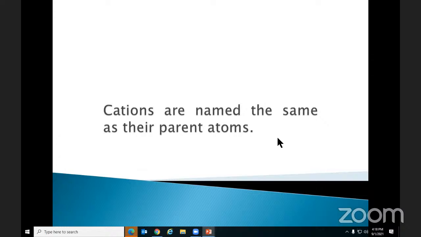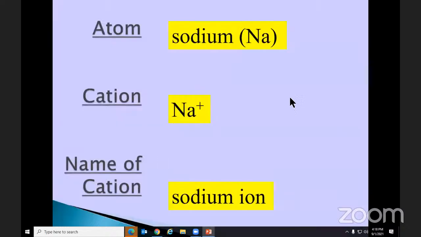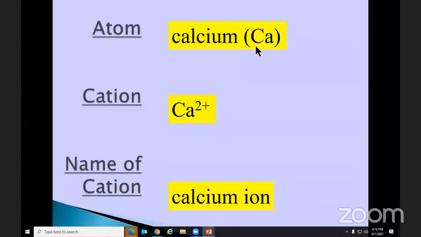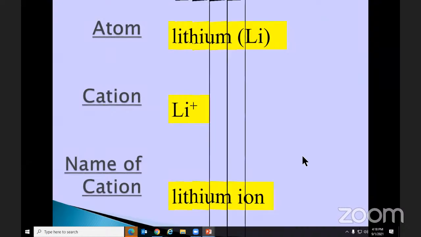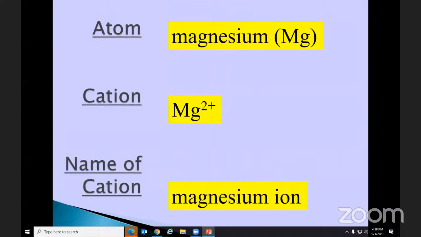So whatever the name of the atom that is forming the ion is, the name of the cation will be the same, all right? For example, the sodium atom loses an electron to form the Na+ symbol right here, and the name of that cation is the sodium ion. The calcium atom forms a calcium ion. The lithium atom forms the lithium ion. The magnesium atom forms the magnesium ion, okay?